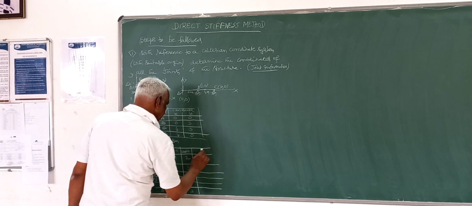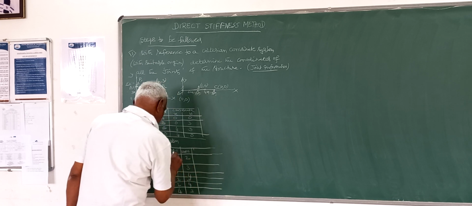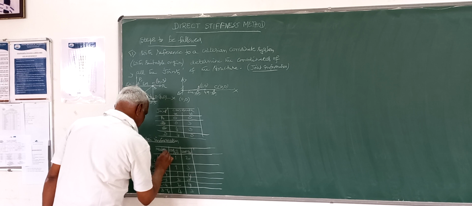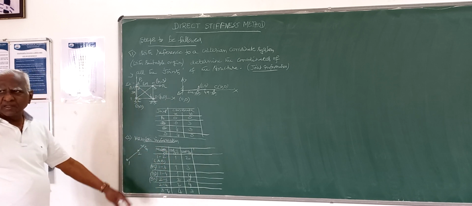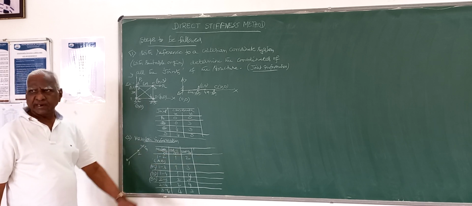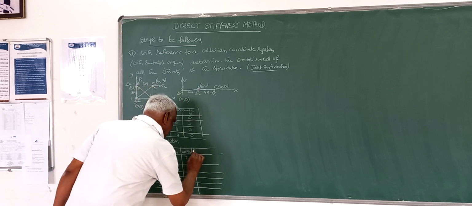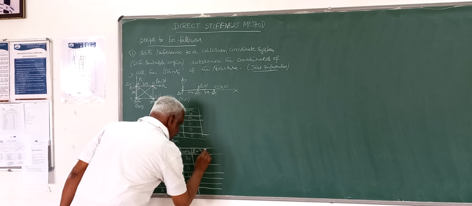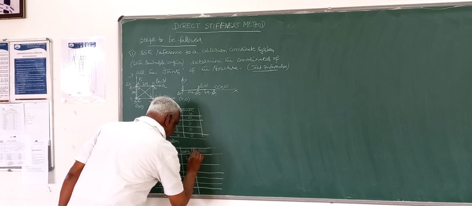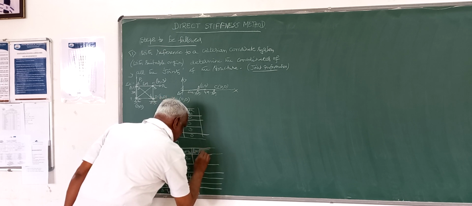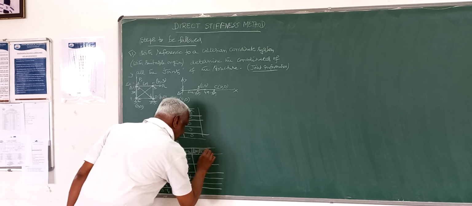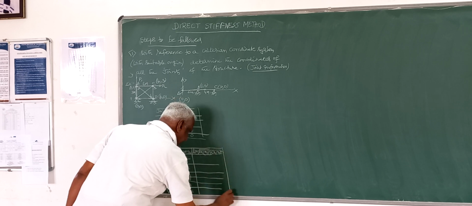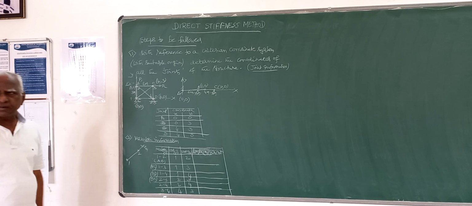Then you find the member properties. I will call N1 as J, N2 as K, and the member as I. I runs from 1 to M, the number of members. Here J and K are the ends of the member. Then you have to find the direction cosine and the length of the member. L is equal to square root of (xk minus xj) whole squared plus (yk minus yj) whole squared. From that formula, you can get the length of the member.